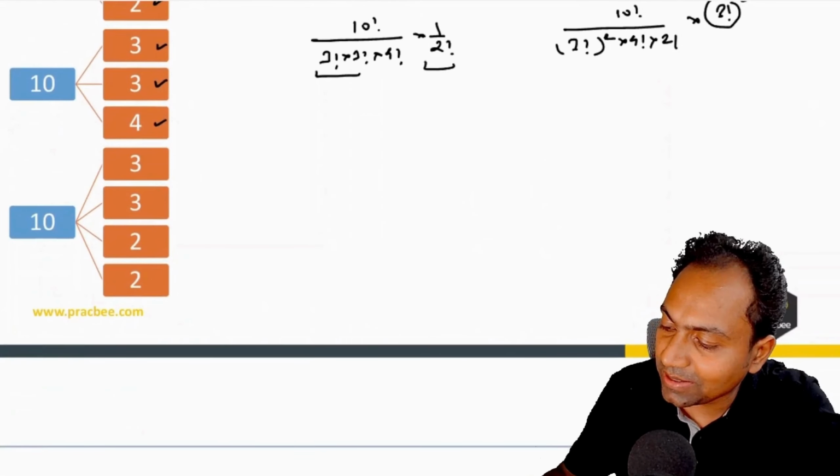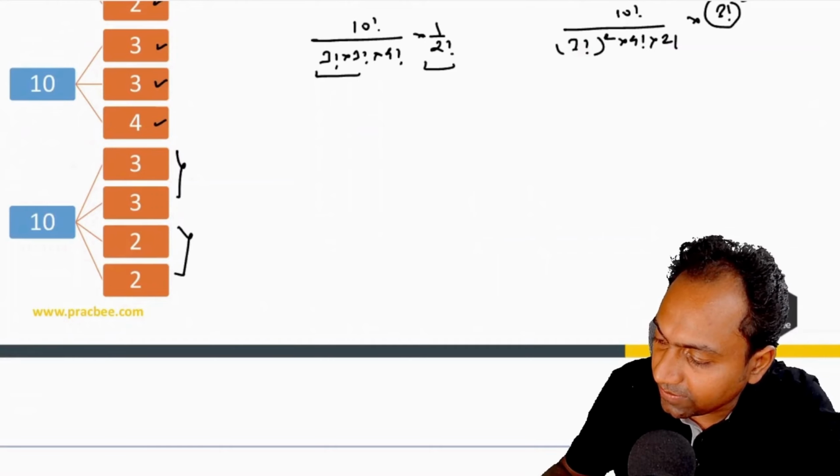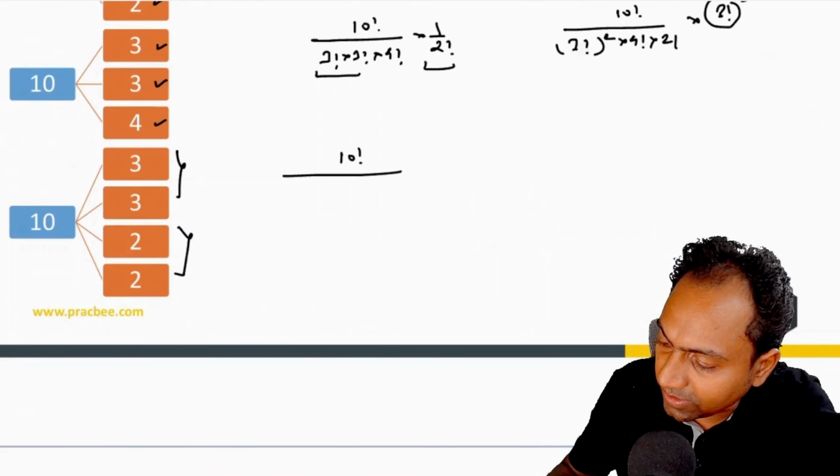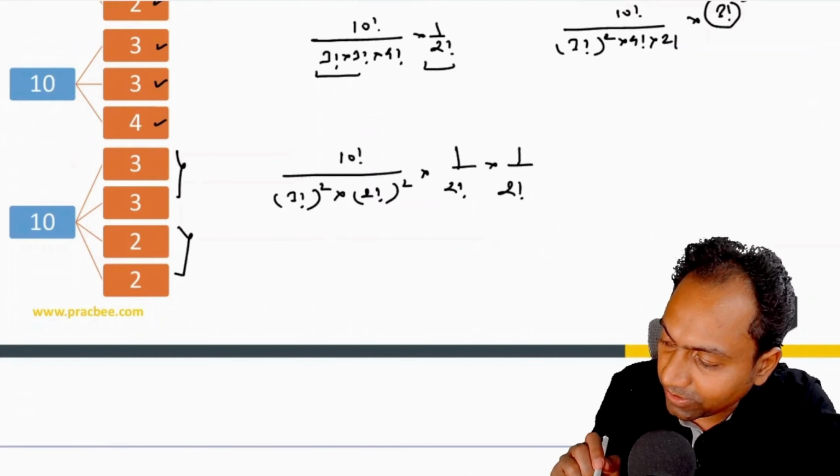The next part says that if you have 2 of one size, 2 of another size, and we are dividing into 4 groups, then 10 factorial by 3 factorial whole square into 2 factorial whole square. Since the first two are of same size, so 1 by 2 factorial for that. Since the next two are also of same type, so 1 by 2 factorial for that.